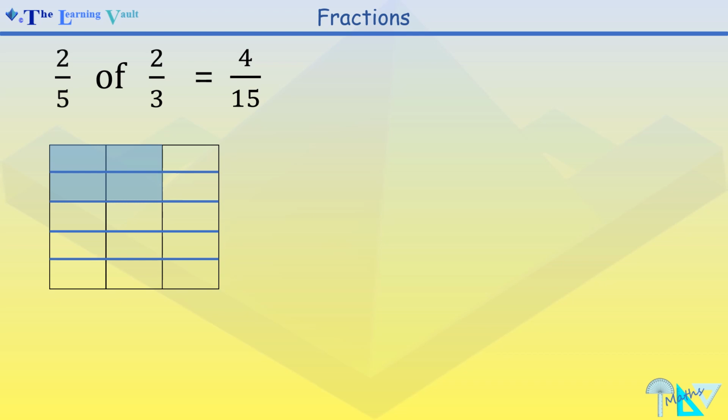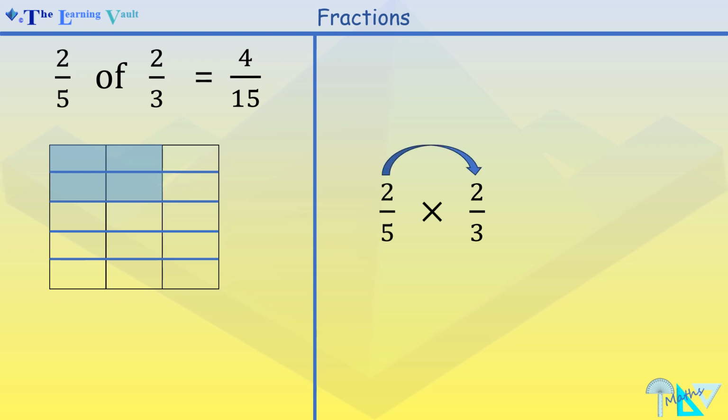Now, let's see how we'll work this out without visual representation. So we have 2/5 multiplied by 2/3. Again, we'll multiply the numerators and denominators, and we get 4/15.